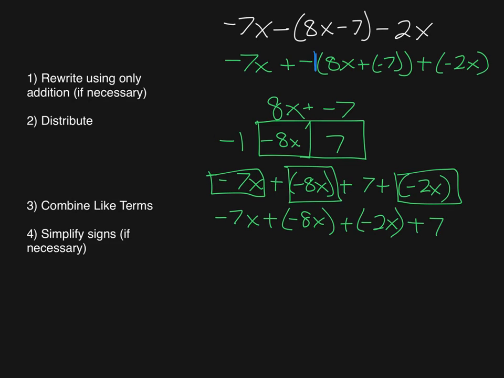Negative 7 plus negative 8 is negative 15, so it's negative 15x. Negative 15x plus negative 2x is negative 17x plus 7. And I want to simplify my signs if it's necessary, but here I just have plus 7. There's actually nothing to simplify. I already have everything as just one sign, so my answer is negative 17x plus 7.